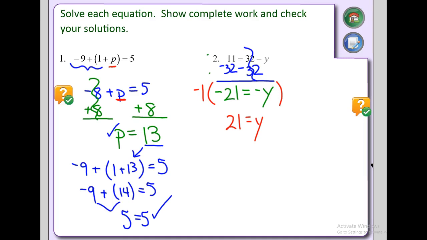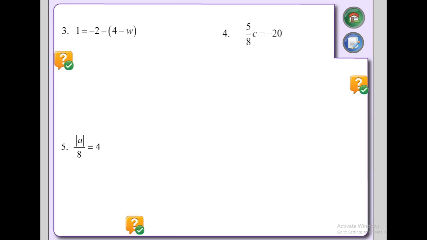Now, I need to check it, so here we go. We've got 11 equals 32 minus y. And what was y? It was 21. So now, what's 32 minus 21? It's 11, and so our problem checks. Nice job. So do you see what we mean now by saying they are inverse operations? Addition and subtraction undo each other. They are inverse operations.